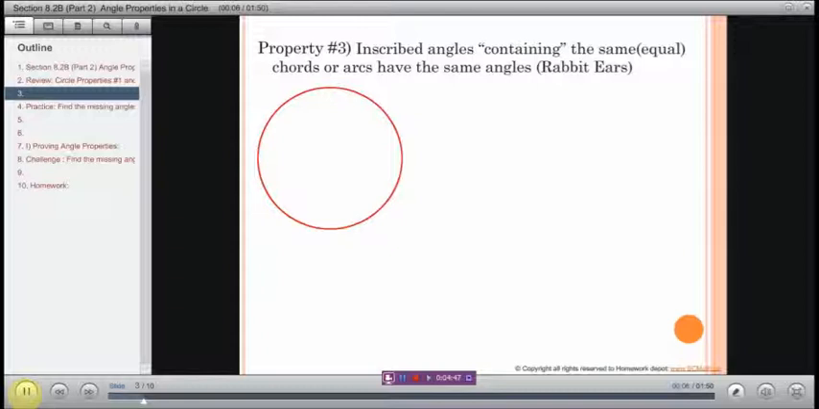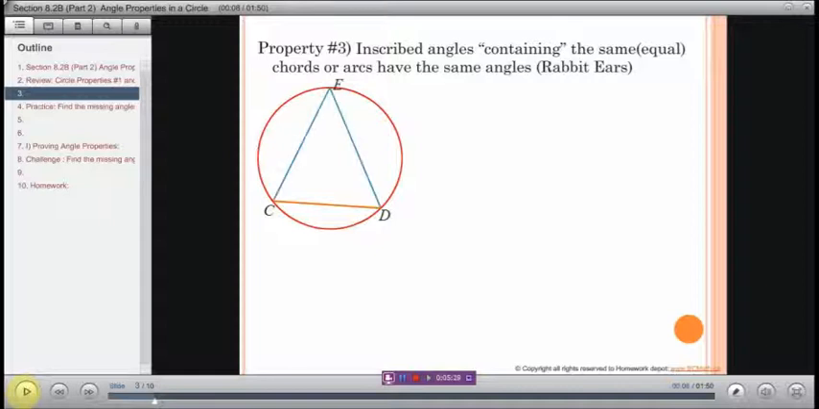And this one they call the rabbit ears property, and it says that inscribed angles, remember inscribed angles are angles on the outside, on the circumference, subtended by the same or equal chords or arcs have the same angles. Okay, here's what that means in English. So here's CD, that's a chord, and that would be an arc. The line is the chord.